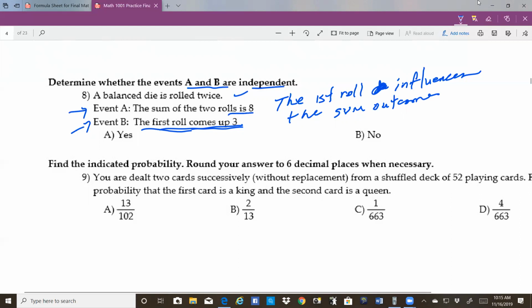So they're not independent. What you get on the second roll depends on what you got on the first roll, or the sum of the two. So it is not independent.